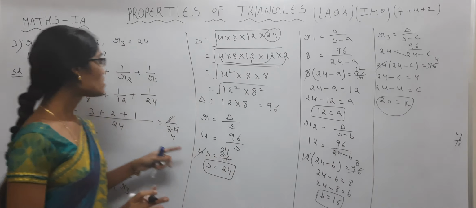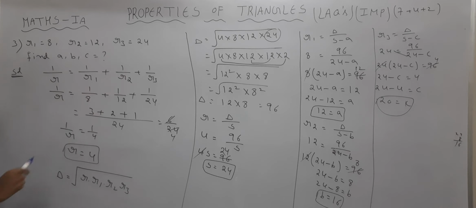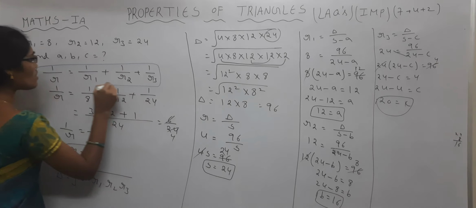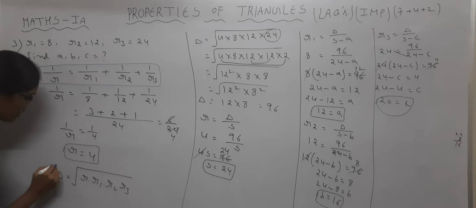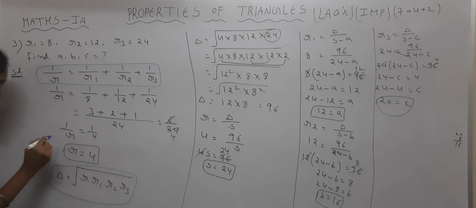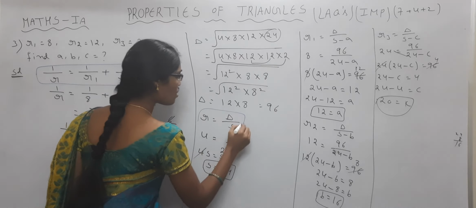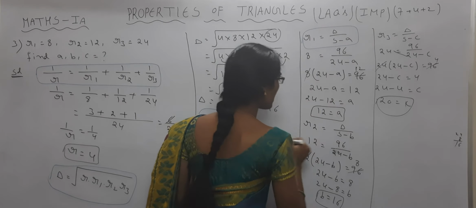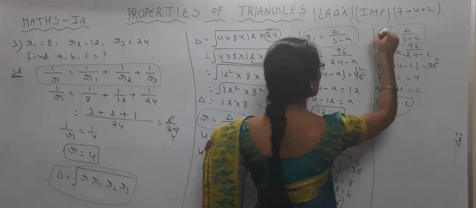See here, the formulas are very important. What is the first formula? 1 by R is equal to, so R1, R2, R3 values are given. Now you have to take the formula 1 by R is equal to 1 by R1 plus 1 by R2 plus 1 by R3. Next step, delta is equal to square root of R into R1 into R2 into R3. Next, small r formula is delta by S. R1 is equal to delta by S minus A. R2 is equal to delta by S minus B. R3 is equal to delta by S minus C.